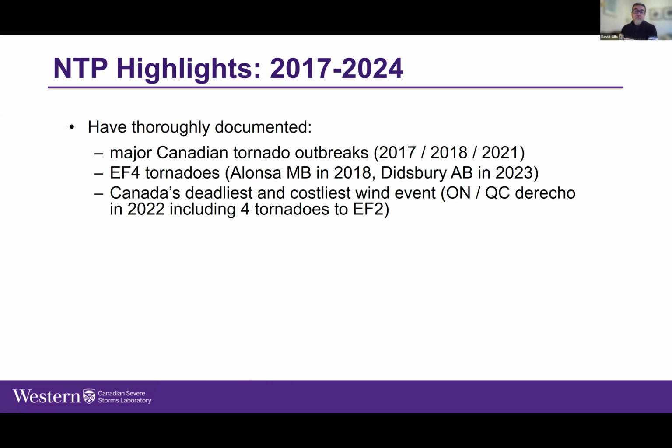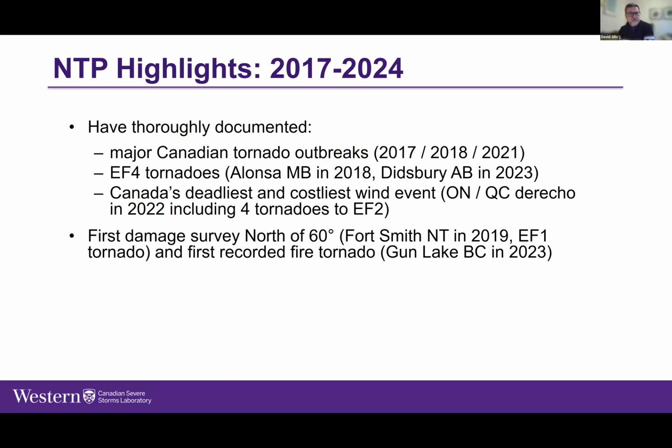We spent a long time documenting Canada's deadliest and costliest wind event, which turned out to be the Ontario-Quebec derecho in 2022. That included 4 tornadoes to EF2 strength. Also some firsts: the first damage survey north of 60, which was just north of 60 at Fort Smith, Northwest Territories in 2019, where there was an EF1 tornado. The first recorded fire tornado, that was Gun Lake, BC in 2023.